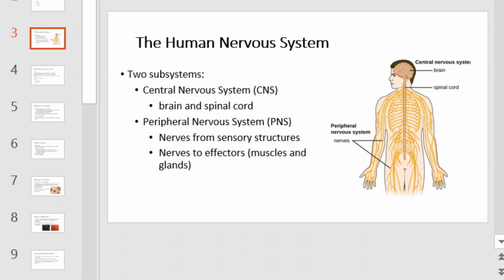We begin with a brief overview of the human nervous system. The human nervous system is subdivided into two divisions, the central nervous system and the peripheral nervous system. The central nervous system, or CNS, is comprised of the brain and spinal cord, while the peripheral nervous system, or PNS, is comprised of nerves from the sensory structures and nerves to effectors. Put another way, the peripheral nervous system is every other nerve of the body, with the exception of those that comprise the brain and spinal cord.